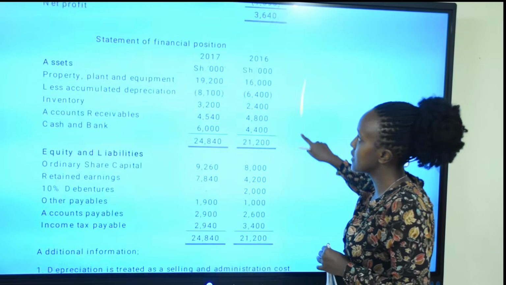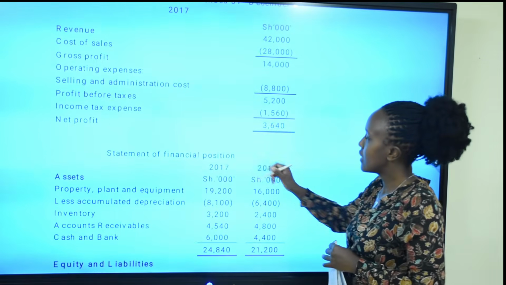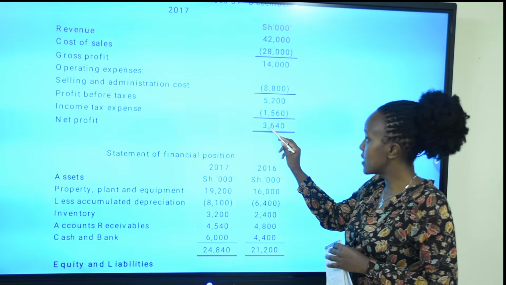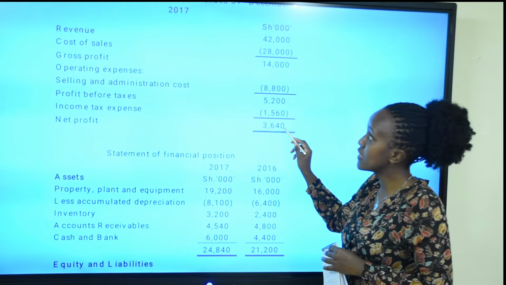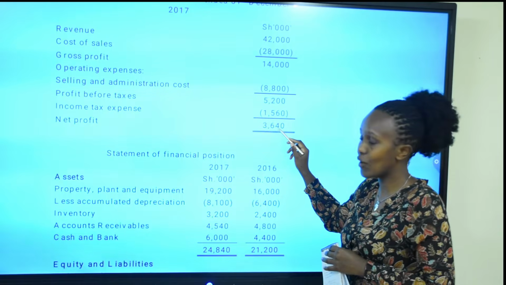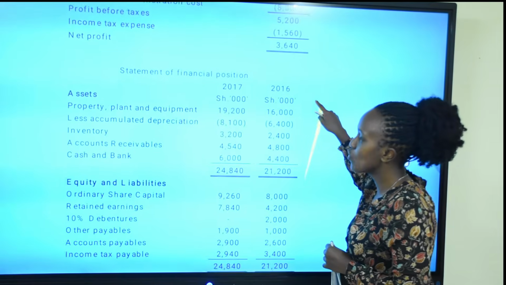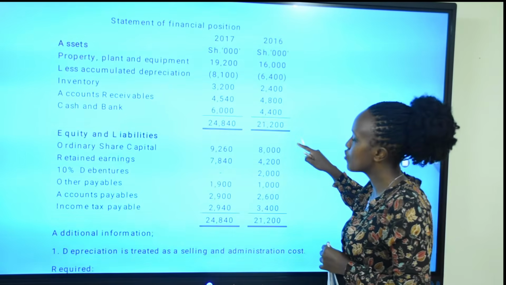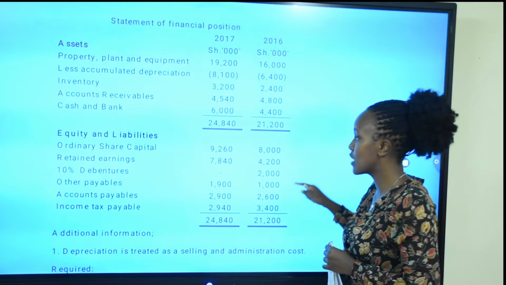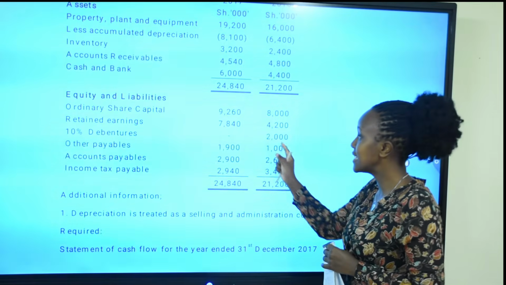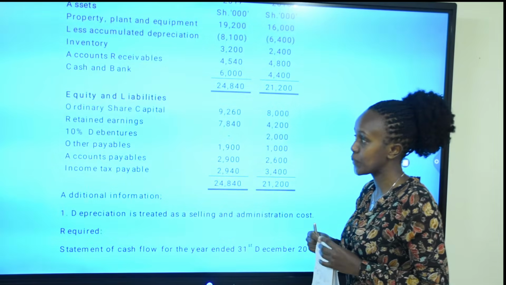You can see it is the one that is given here as the net profit after paying for income taxes, the 3,640 given on the income statement. It is the one that is causing the difference in the retained earnings. And there is no cash flow. For cash flow, there has to be money leaving the organization, or money coming into the organization. So for the retained earnings, there is no cash flow.